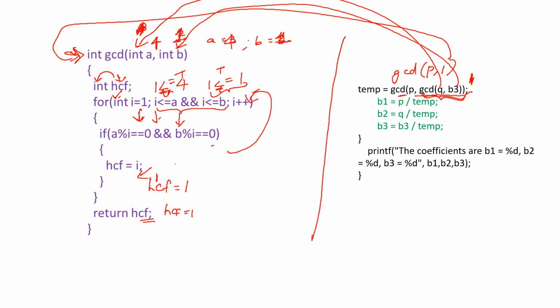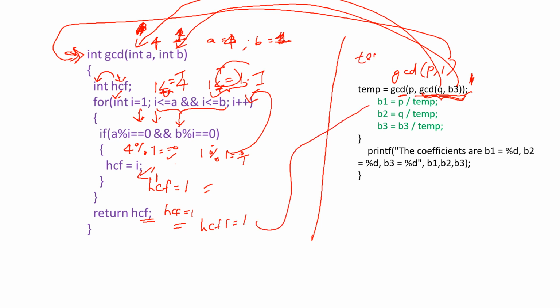It is true, it enters into the loop. Whether A modulo I, what is your A? Whether 4 modulo 1 is equal to 0, yes, it is true. Whether B modulo I, what is your B value? Whether 1 modulo 1 is equal to 0, yes, it is true. Both are true, so HCF will be retained as the value of I itself. HCF will be equal to 1 because the second time this condition will be false. It will not enter into the loop. Again, the HCF value will be retained. HCF equal to 1 will be replaced here. So temp will ultimately be equal to the HCF value, that is 1.